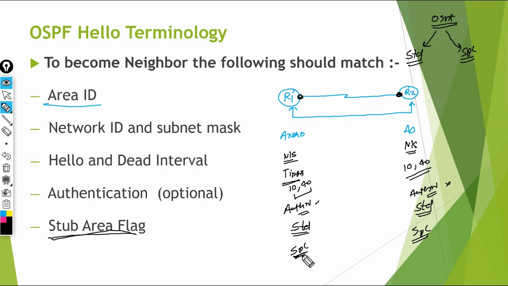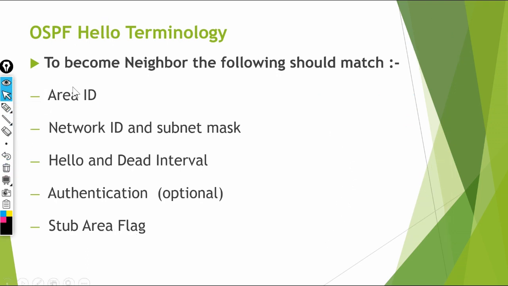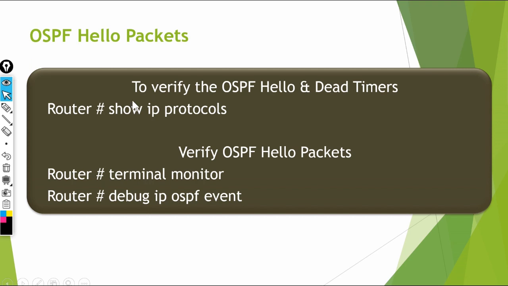If you have configured a special area, in the sense the stub area flag should match on each side. So this is a very important point. These are all the common points to remember, that OSPF will check all these criteria to form the neighbor relationship. Now, if you want to verify the OSPF hello packets and timers, you can use commands like show ip protocols. You can see the log of each and every hello by using commands like terminal monitor and debug ip ospf events. By using this, you will be able to view all the information.